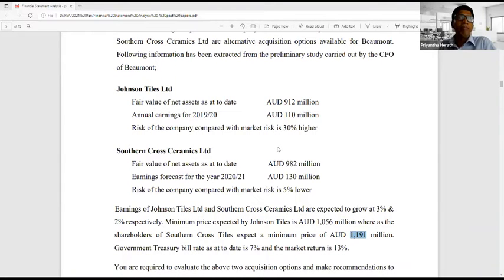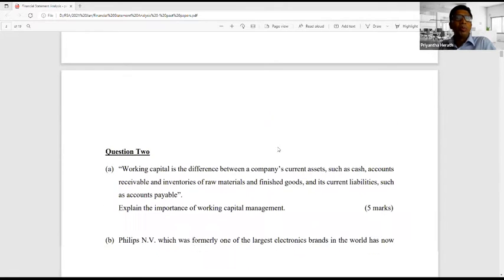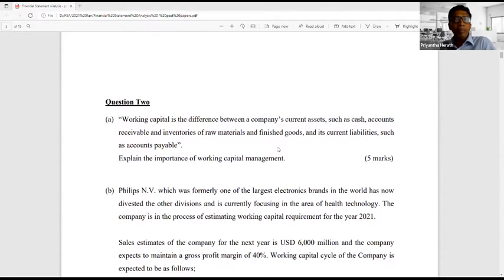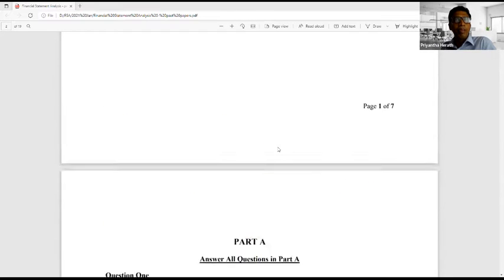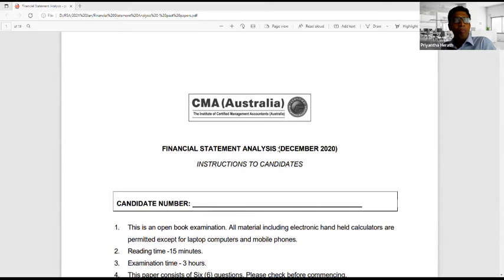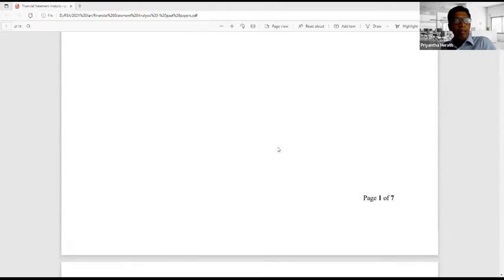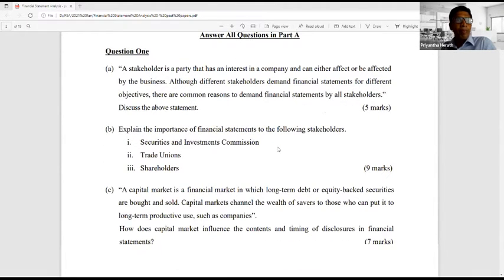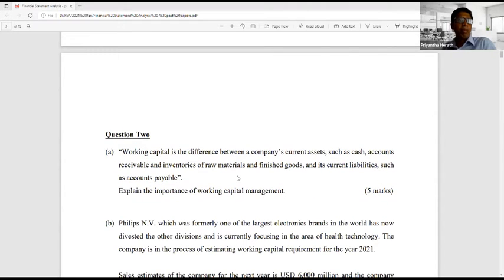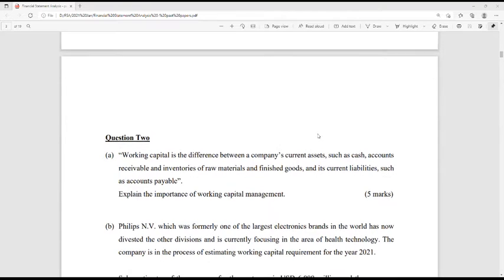Okay, the same question paper. Question number 2, part A. This is December 2020, question number 2. Same paper. It's a question on working capital. To save time, hope everyone is back. Anton, Supun? Yes, sir. Present, sir. Dilshan, you are there, right? Yes, sir. Okay, right.